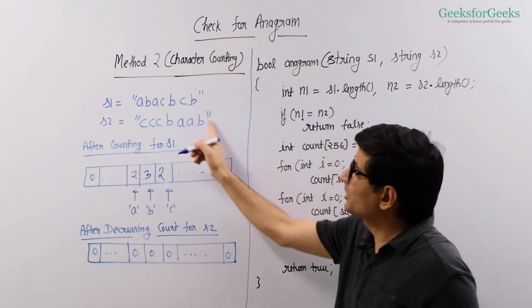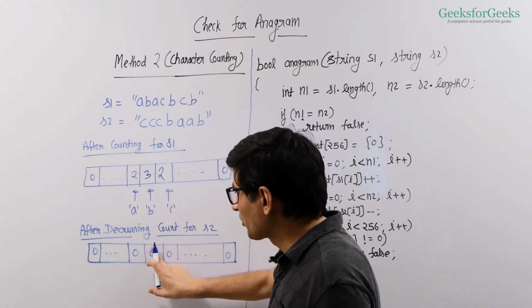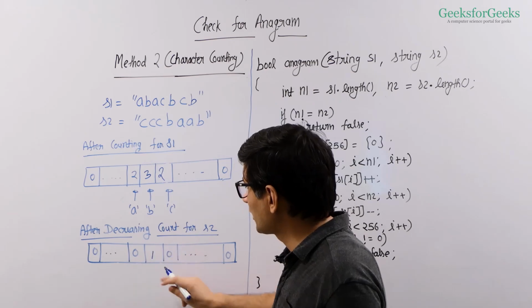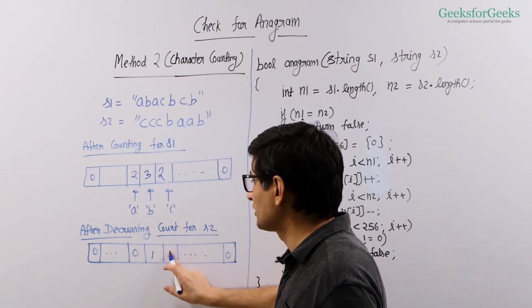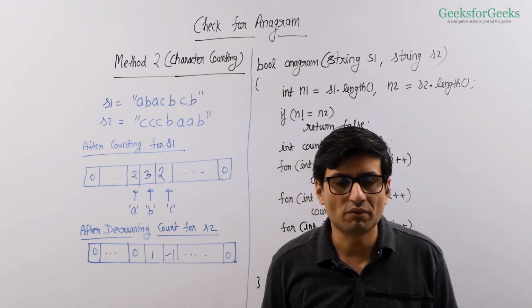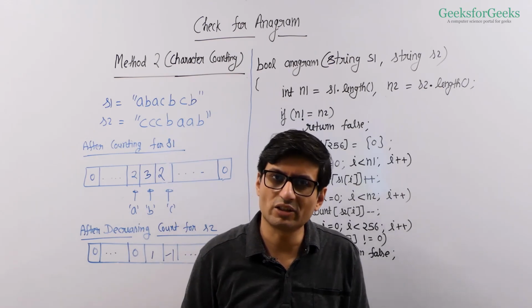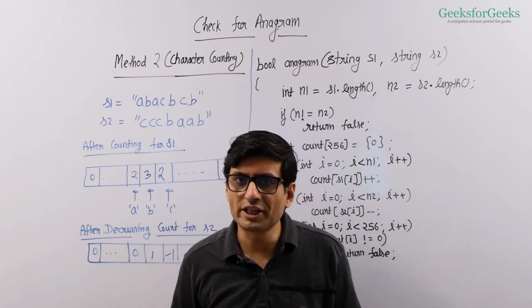Now we'll traverse through string 2, and A's count will become 0, but B's count will become 1, and C's count will become -1 because C is here 3 times. So we do not have all values in this count array as 0. It means these strings are not anagram. So this is the idea.